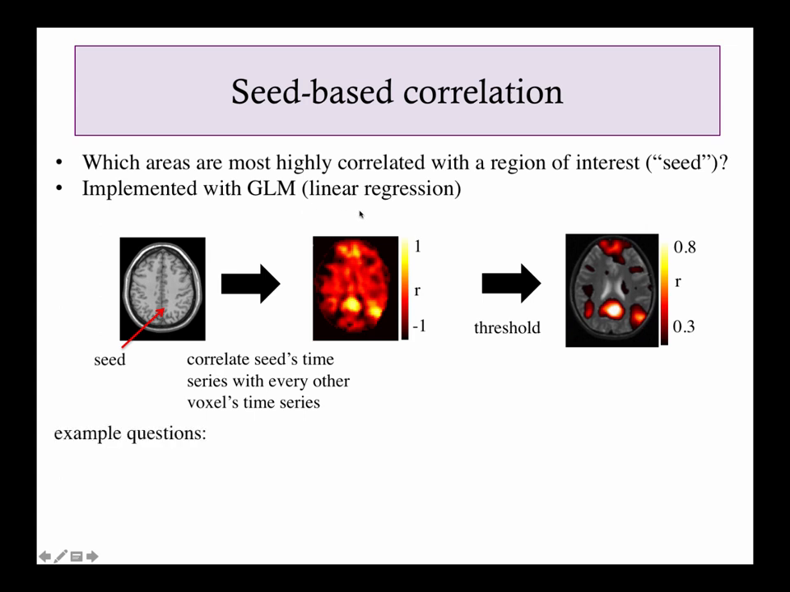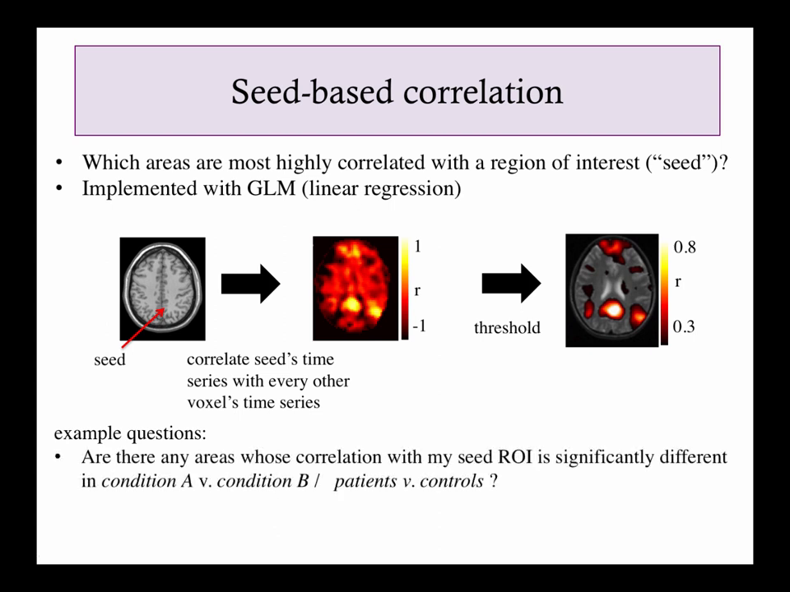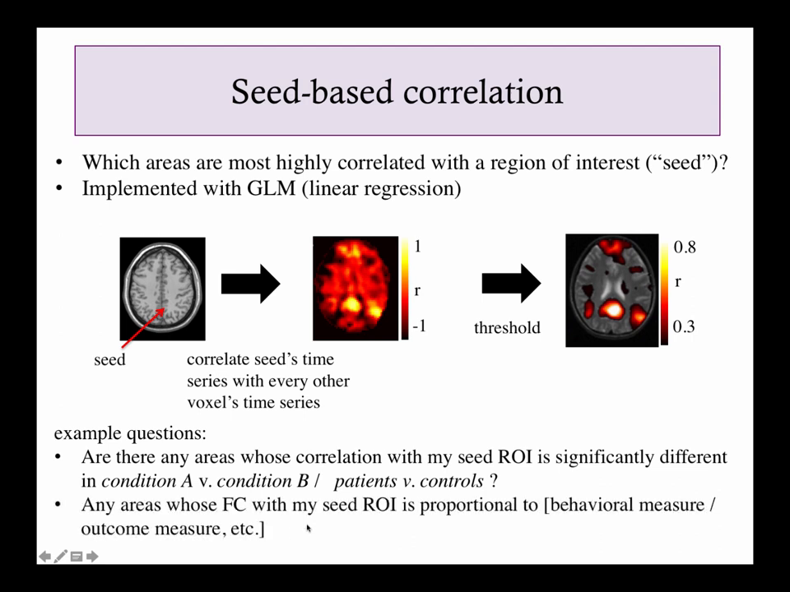So some of the example questions that you might ask using seed-based correlation are: are there any areas whose correlation with your seed is significantly different in one condition versus another, or in patients versus controls, for example? Or maybe you might be interested in whether there are areas whose correlation with the seed region is proportional to some more continuous behavioral or outcome measure, such as medication dose or IQ or something like that.